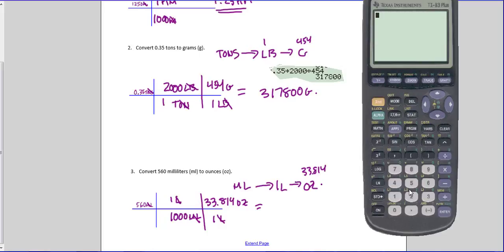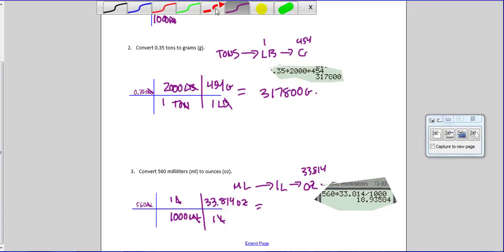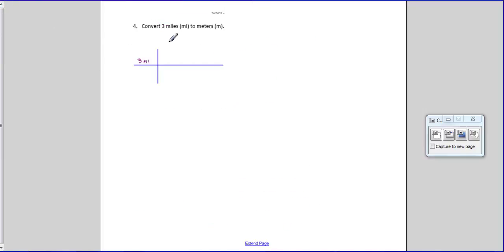So now I take my calculator and I take 560 times everything on the top I multiply by, and then everything on the bottom I divide by. So I divide by 1,000. You can ignore the ones because they don't change anything. So I get 18.93584 ounces as my answer.